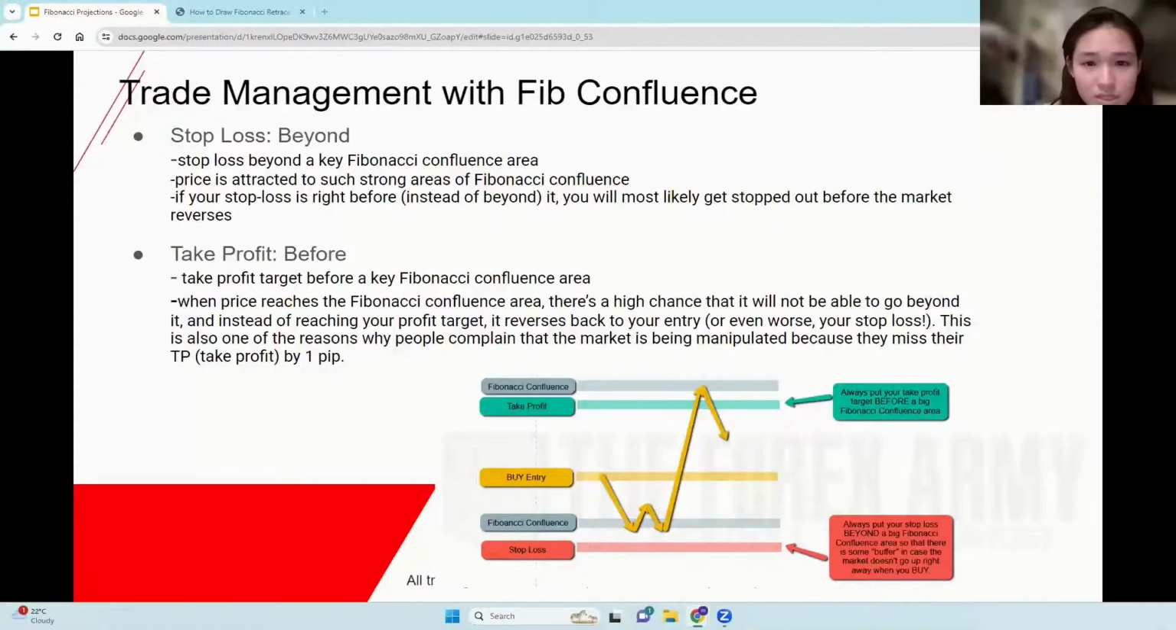Now let me pull up my charts and then we can take a look at some live analysis.